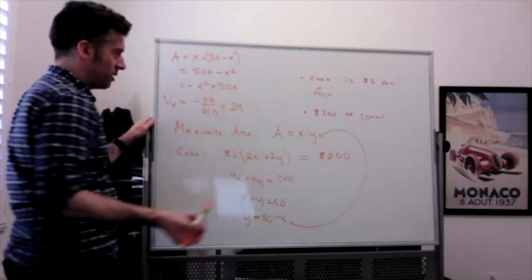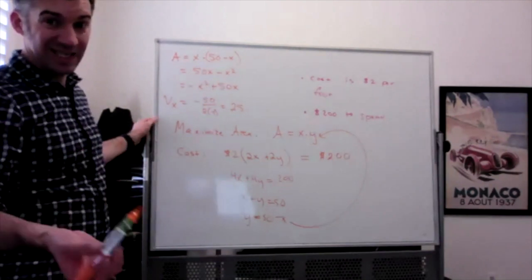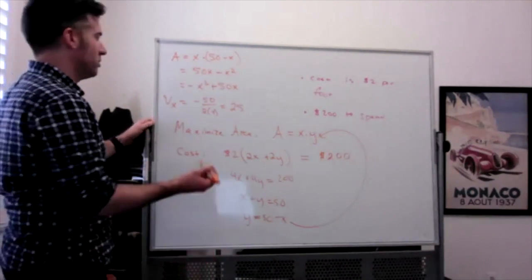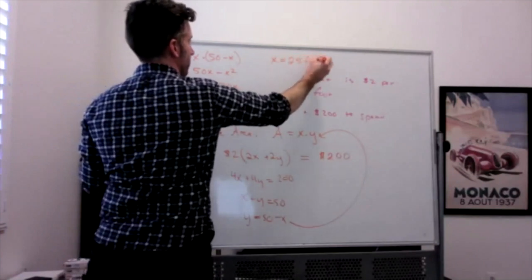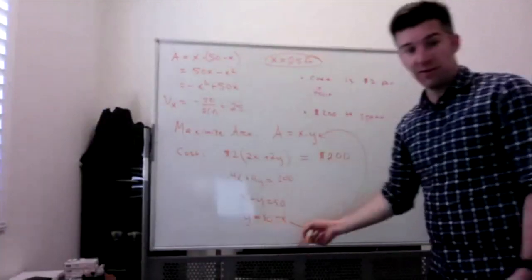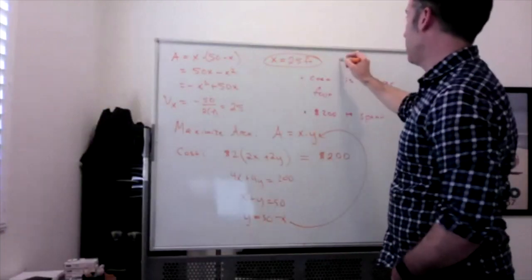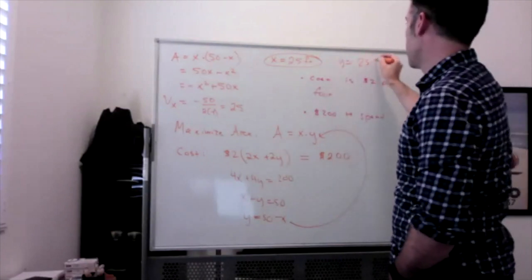25. So then we have to find the other things, right? The problem asks us to find the dimensions and the area. Well, so I know my x dimension is 25 feet, and I know that y is equal to 50 minus x. So my y dimension is also 25, because 50 minus 25 is 25 feet.